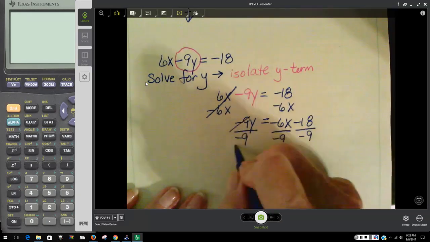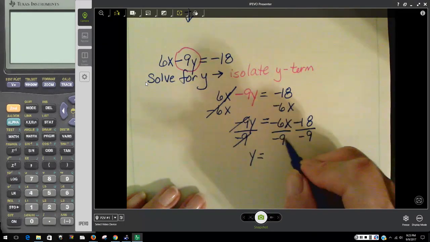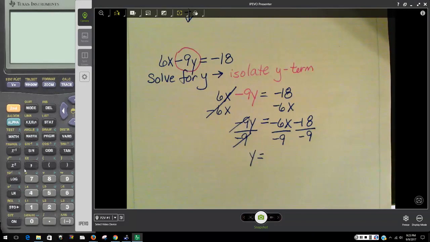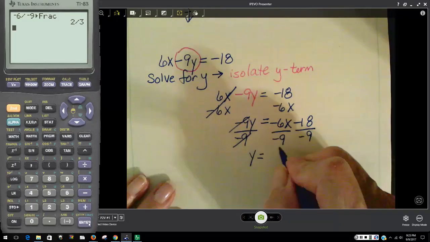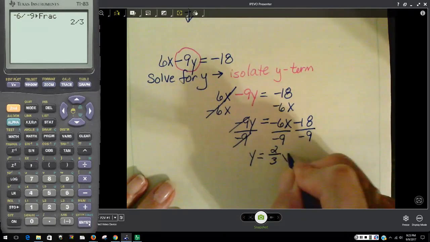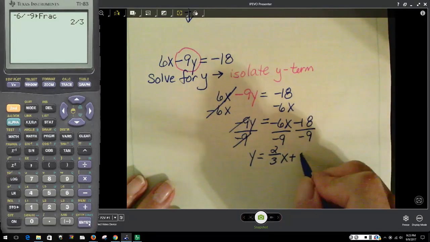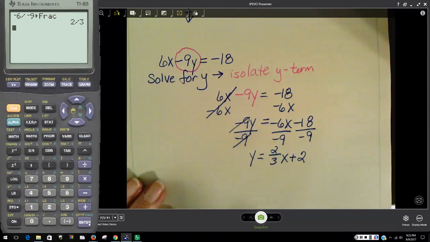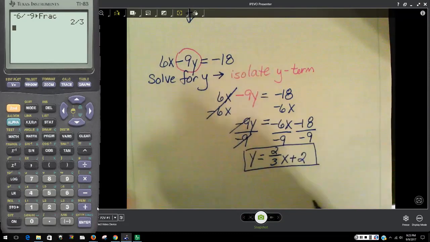So that makes the negative 9 go away, and we have y equals negative 6 over negative 9. At this point, I'm not worried about your skills in actually reducing fractions. We can use the calculator for that. Negative 6 divided by negative 9, math, fraction, enter, 2/3. And then negative over negative is going to be positive, and hopefully you know that 9 goes into 18 2 times. So this is a perfectly good way to graph the equation as well. The only difference is your process is a little bit different.